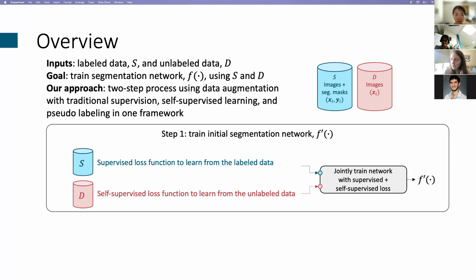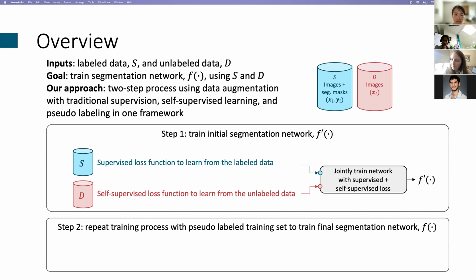And again, I'll give details in the next few slides for what these loss functions are. But once we have that initial segmentation network F prime, we go into the second step of our process, which is quite simple. You basically repeat the same training process, but you first pseudo-label all of your unlabeled data.